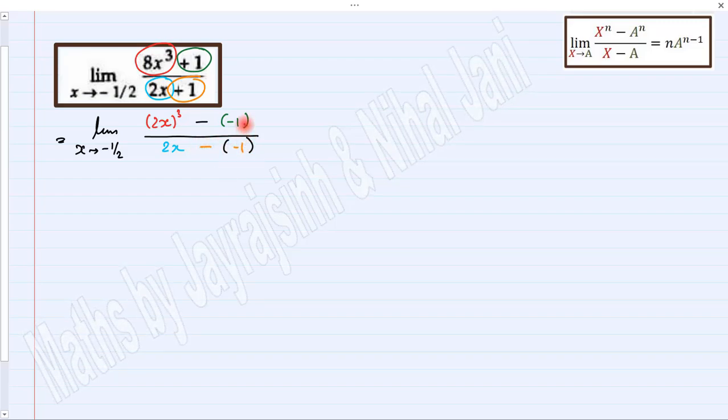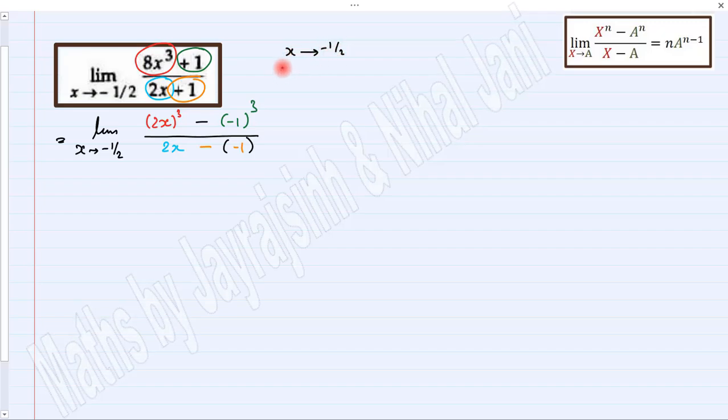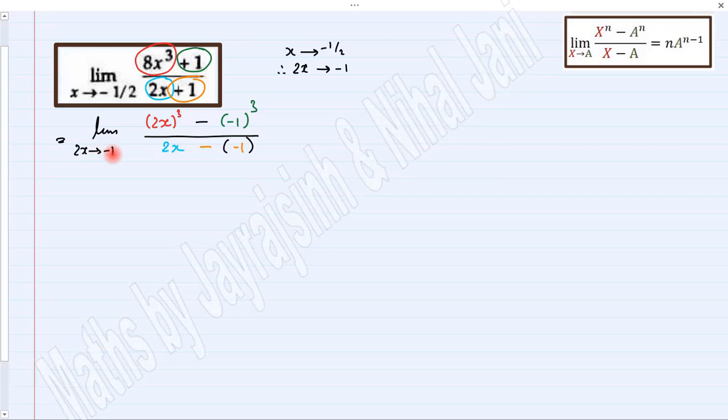So if we compare with the standard form, you will realize that we need minus 1 raised to 3, and we know that minus 1 raised to 3 is simply minus 1. So we can replace our minus 1 by minus 1 cube. Here your limit is x tends to minus 1 by 2. So we can say 2x will tend to minus 1. So we can change our limit also as 2x tends to minus 1. So we are ready to compare with the standard form.